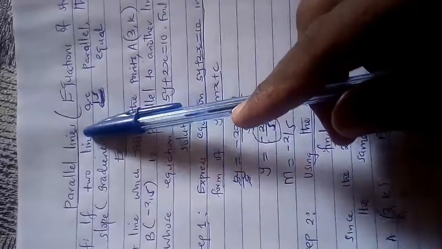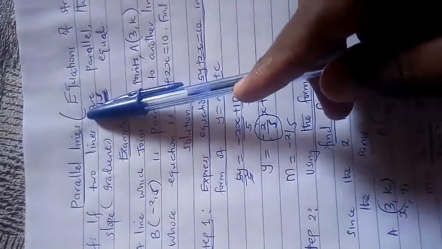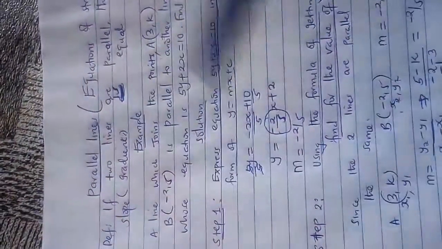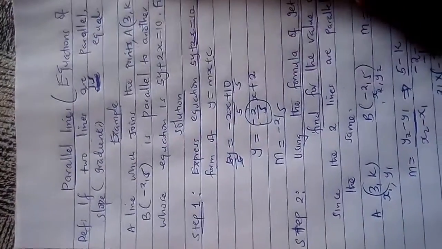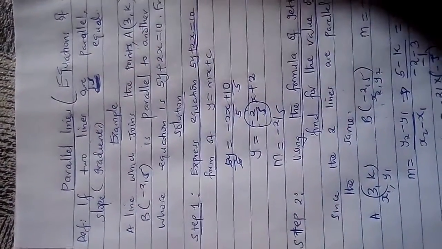Now, today we would like to talk about parallel lines, and that is part of equations of straight lines. If two lines are parallel, then we can say that they have the same gradient, or their slope is equal.